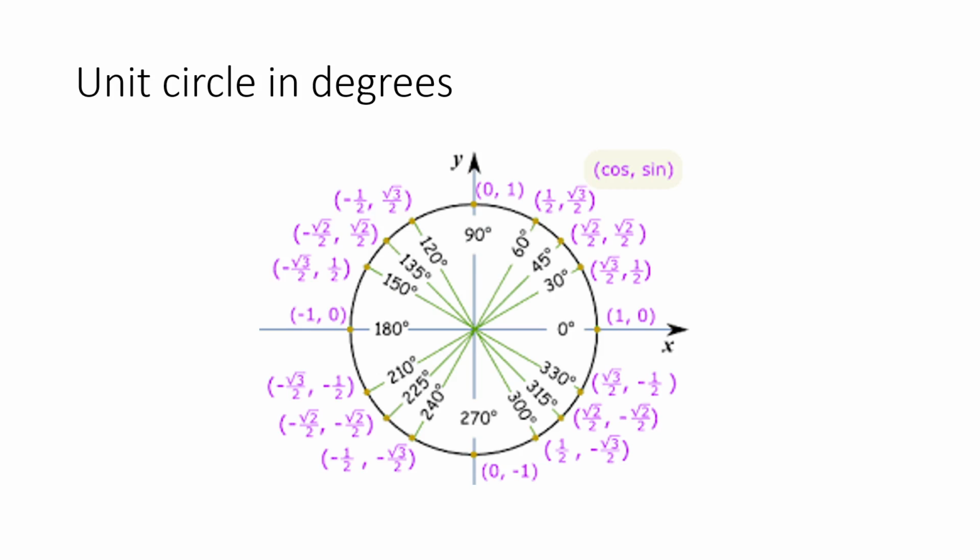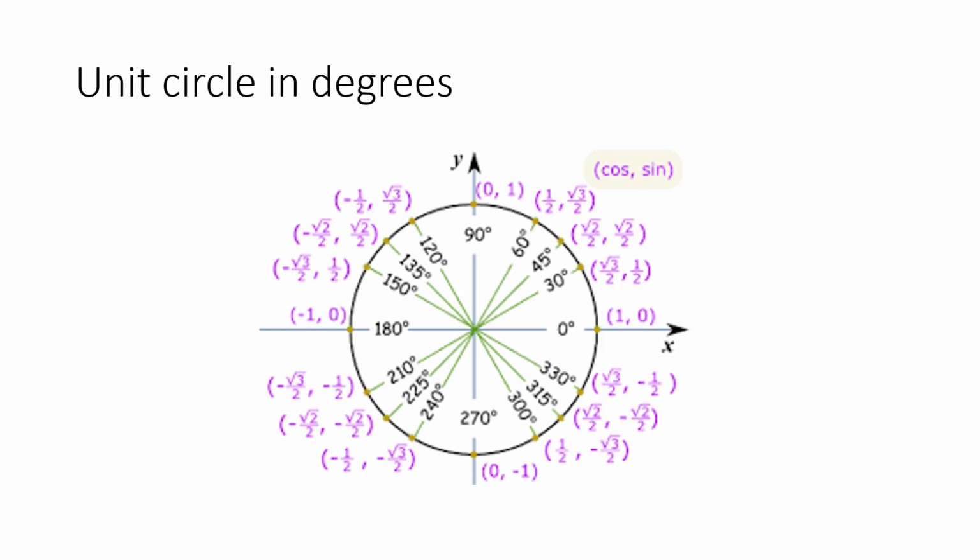So let's look at one of them in particular. Let's say at 30 degrees. We look at that terminal arm at 30 degrees, and we see that it meets the circle at the point root 3 over 2, comma 1 over 2. Well, look above where it says cos, comma sine. What that means is that the cos of the angle on that terminal arm is root 3 over 2. Well, the angle on the terminal arm is 30 degrees, so the cos of 30 degrees is root 3 over 2. The sine of 30 degrees is 1 over 2.